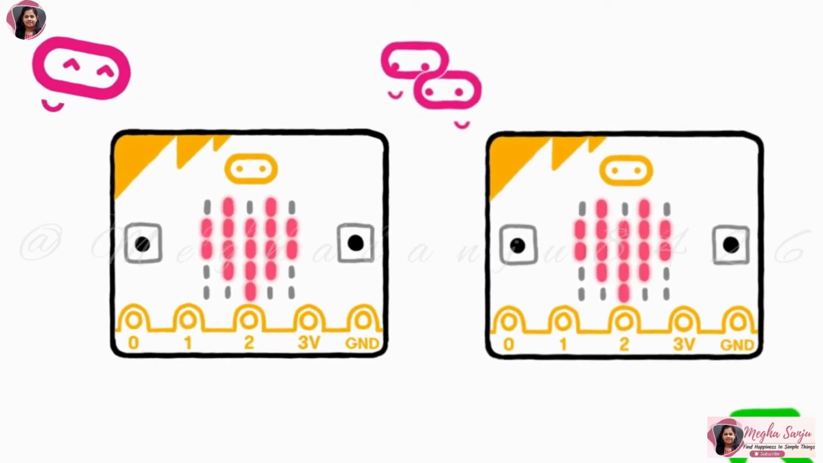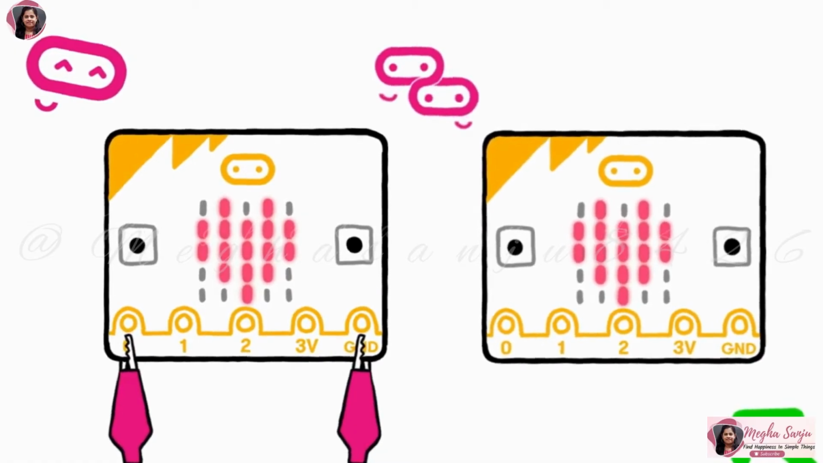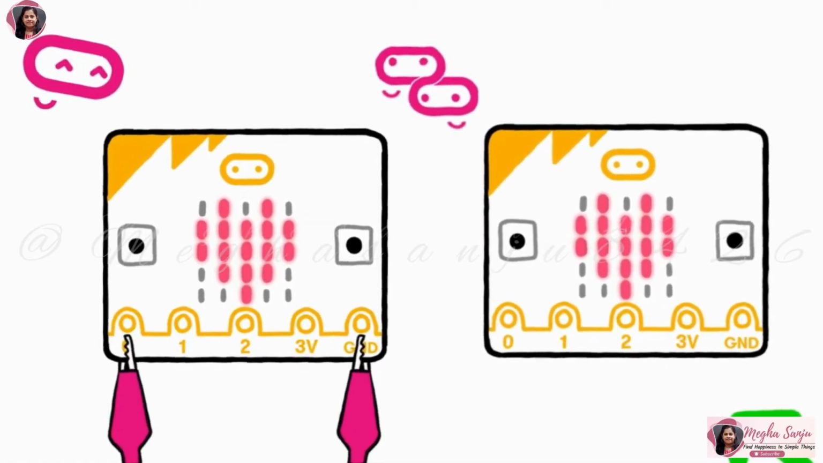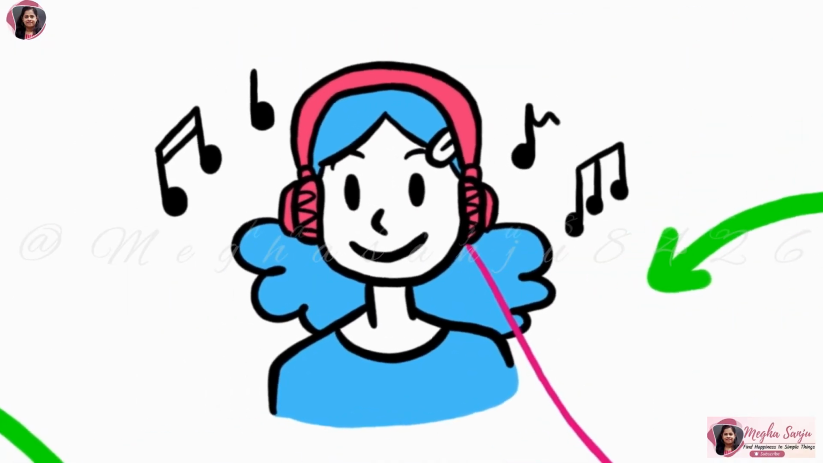You can also add input and output devices using the pins on the Microbit. For example, you can attach headphones or a speaker as an output device.